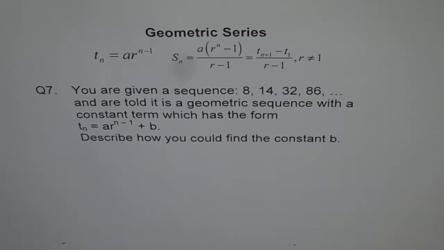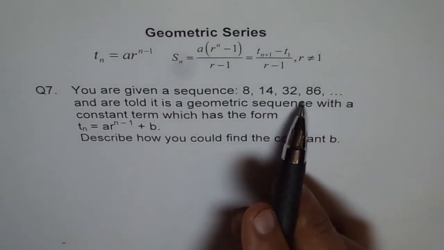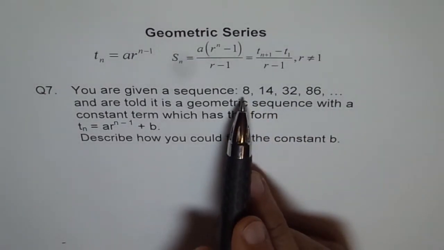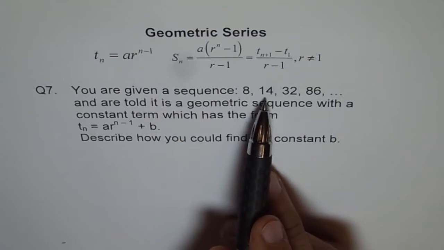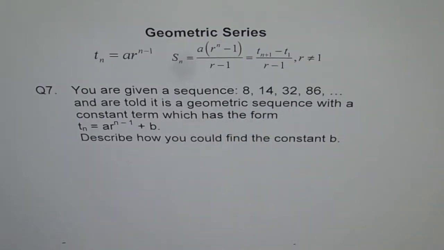Well, think about it and then look into my solution. Okay. Now how do you do this? Now we are given this sequence 8, 14, 32, 84. First term is 8, second is 14, third is 32.